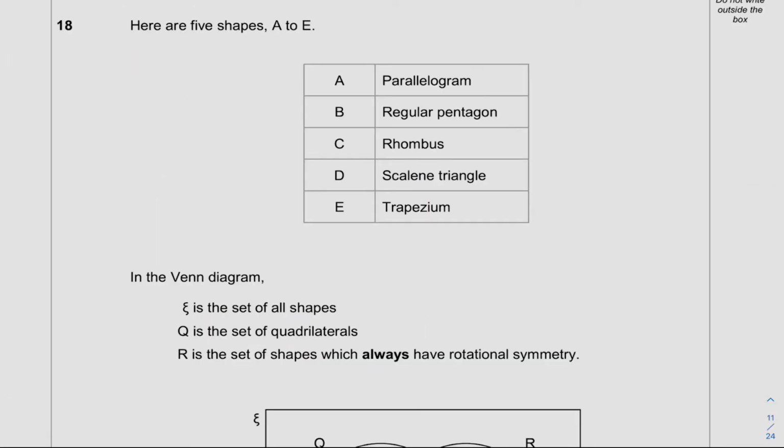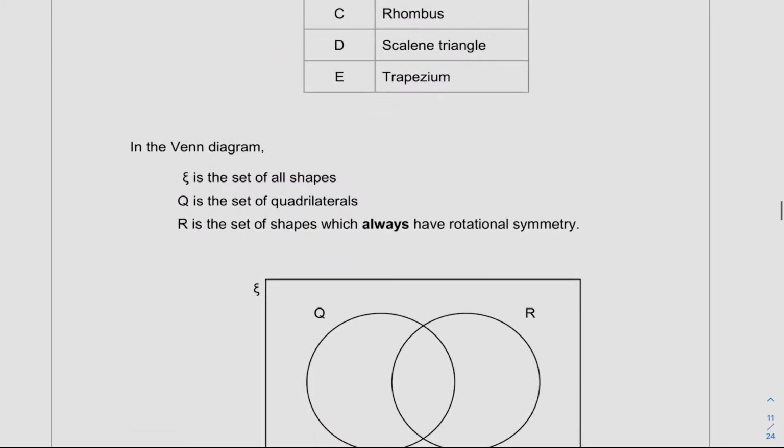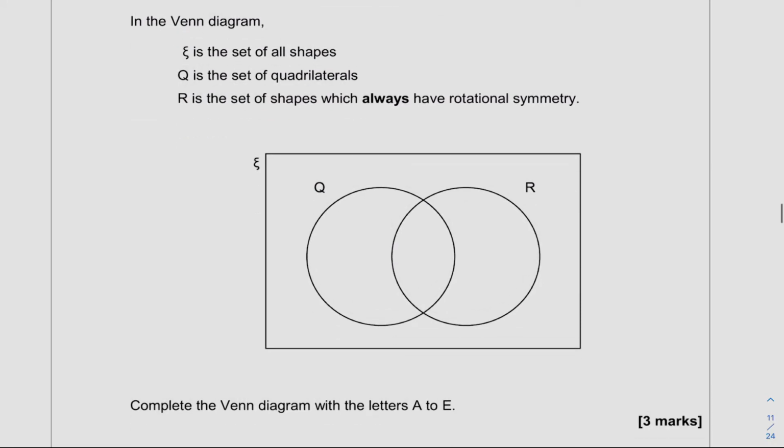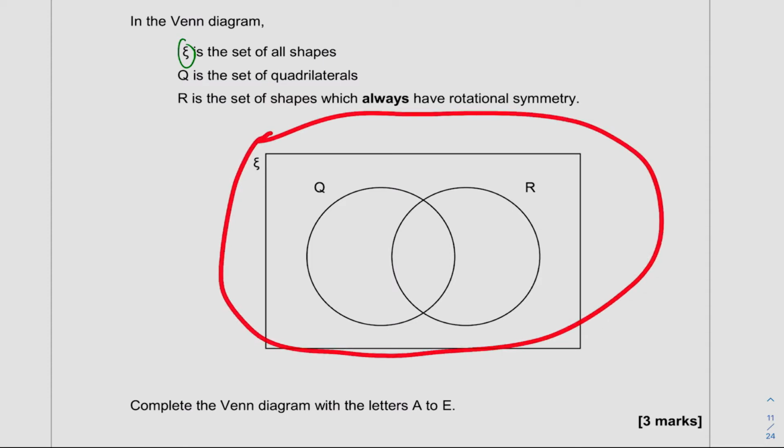Question 18, we are given 5 shapes which are labelled A to E in this table here, and we've got a Venn diagram. Basically what we need to do is complete the Venn diagram with the letters A to E. I believe this is called epsilon, and that is the set of all shapes. So all the shapes are going to be somewhere in this Venn diagram.